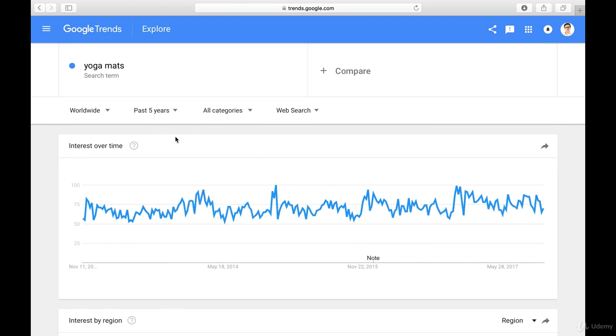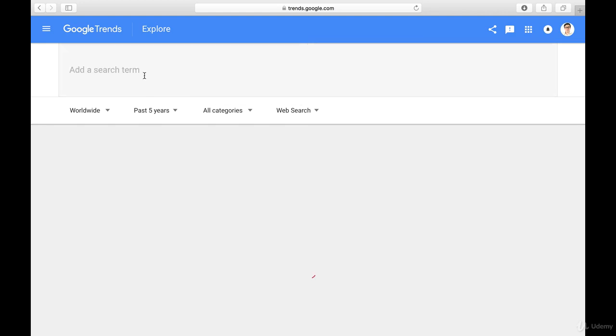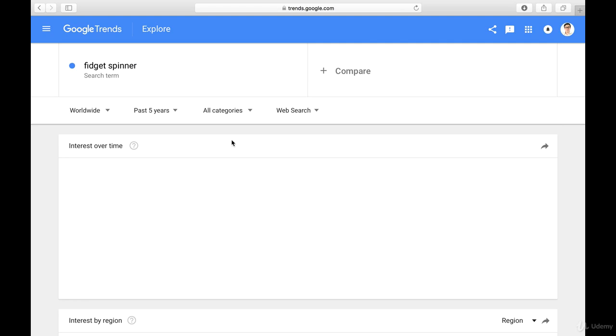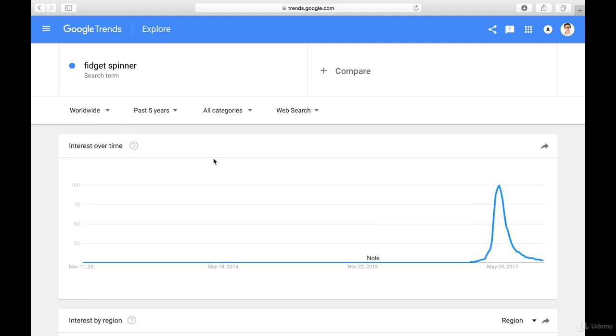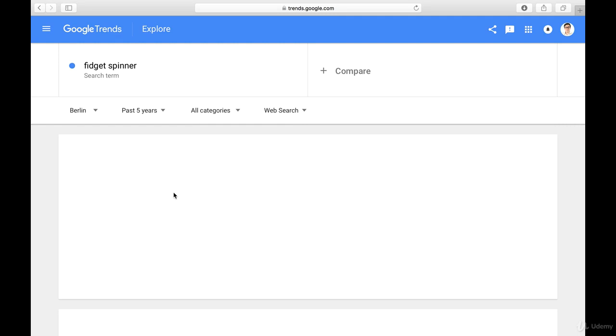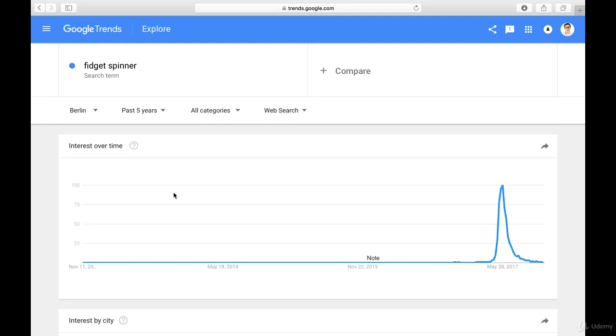So now I want to look at something else with you. I want to look at the fidget spinner again, and I want to analyze it per region. So let's go back to fidget spinner and analyze it for every region. Now, there is one thing in Google Trends that I'm very excited about. You can check the different countries. For instance, when you go to Germany, my home country, you can look at the states in Germany and how interested they were in fidget spinners. So let's check Berlin, where I'm living. And I've never seen this graph, so I'm quite excited right now.